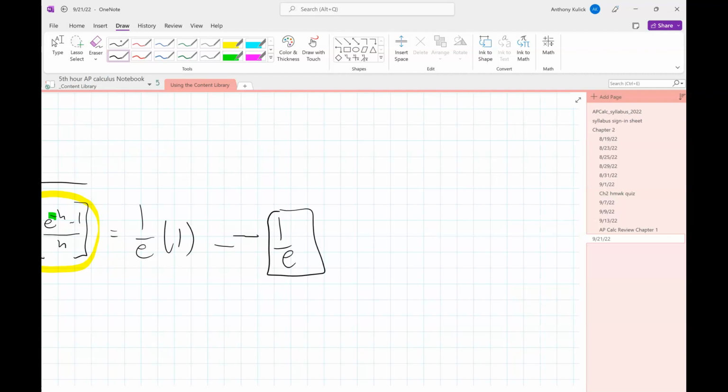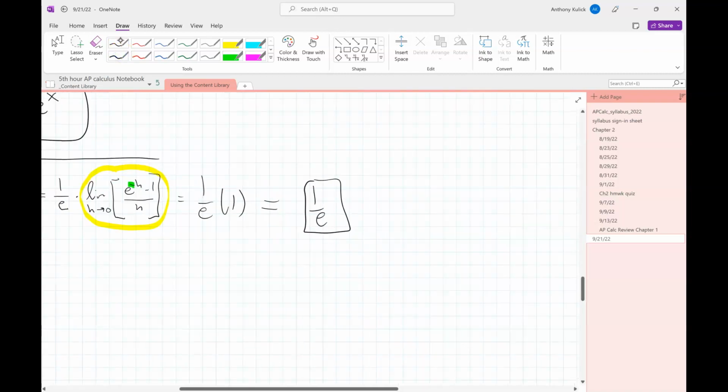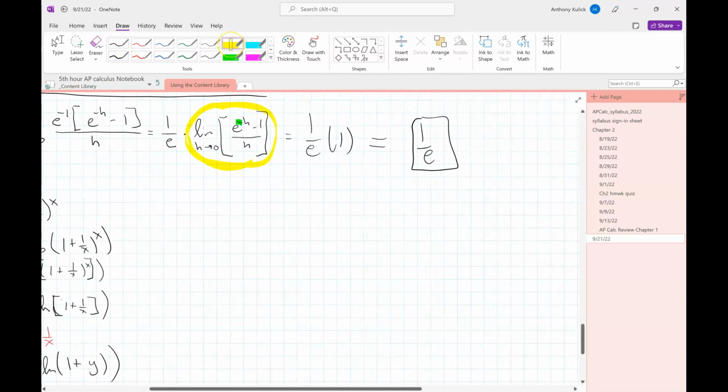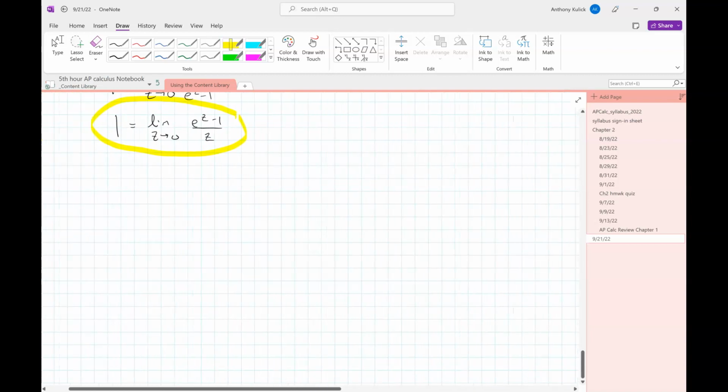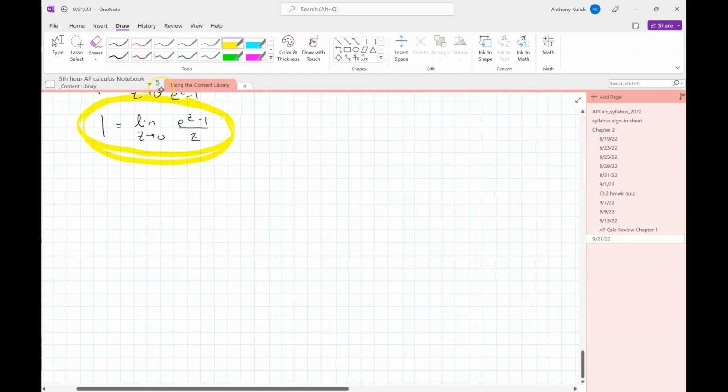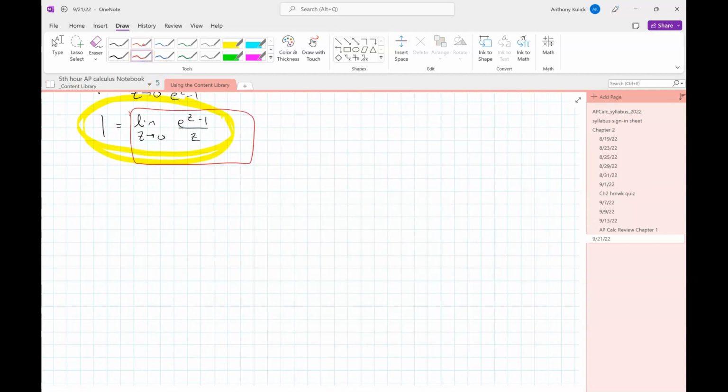Woof, Mr. Kulik. That was a mess. Because I showed that this part here is equal to 1. That's what I did down here. So you substituted 1 for that. Okay.